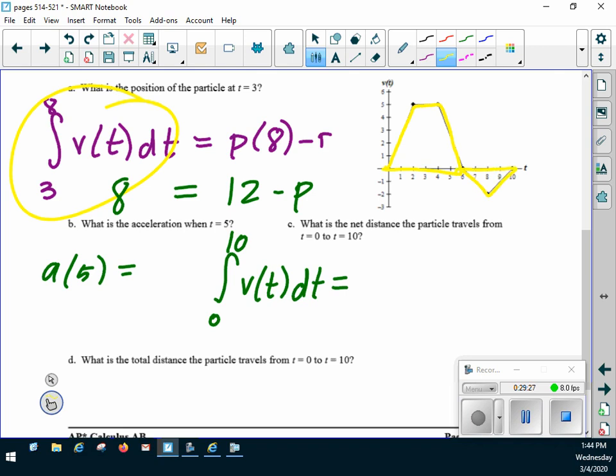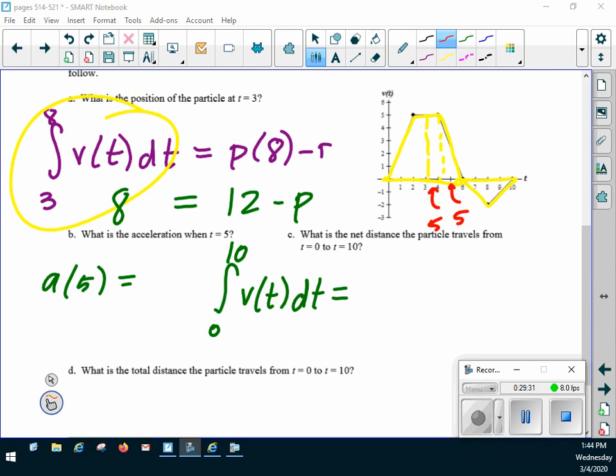So I'm going to find all of that. So this is 10. This one, wasn't that one 2? Half of 4 by 2. So that's 4, but it's negative because you're below the x-axis. So what's that, 16? 16 what? 16 feet.